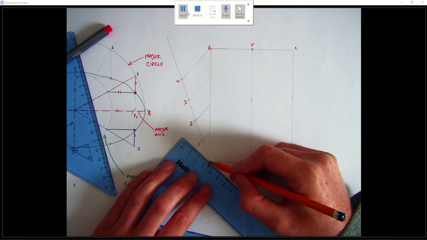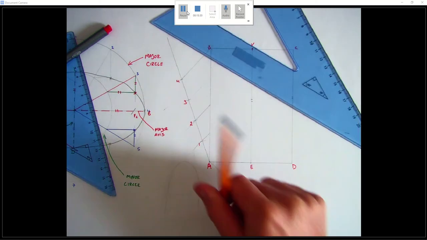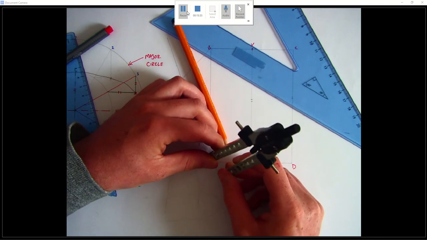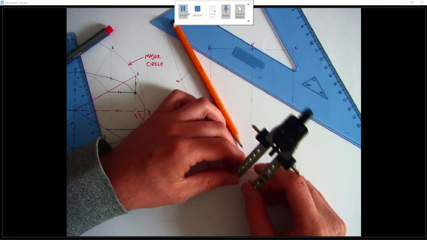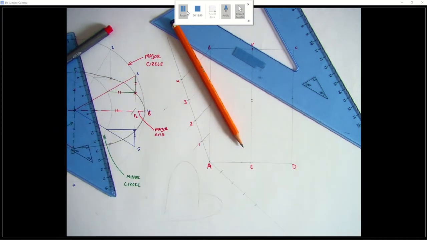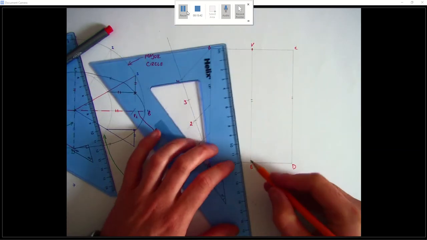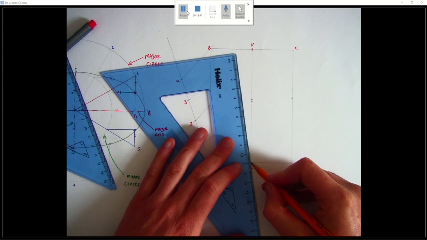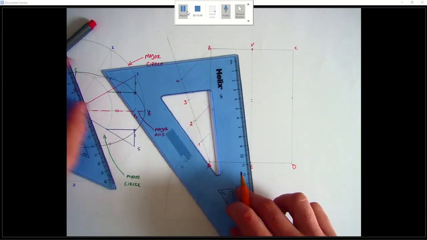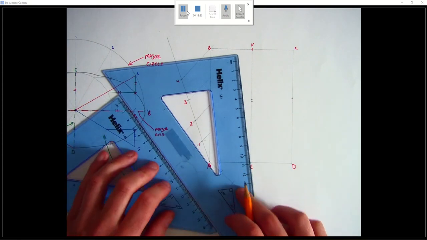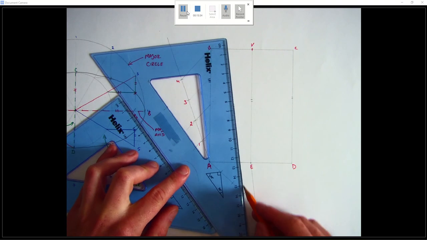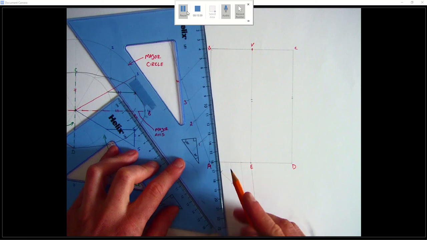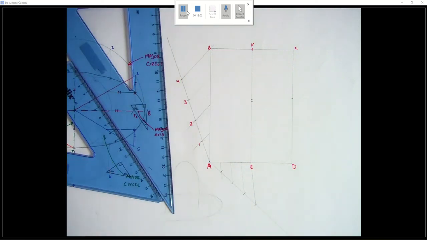From A, I'm going to draw out a line. It doesn't matter the angle of the line. I want to set my compass and step off 4 equal parts, so I'm going to go 1, 2, 3 and 4. I'm dividing the line AE, so here's A and E. I'm going to join that up, slide the set squares, and that section is done.